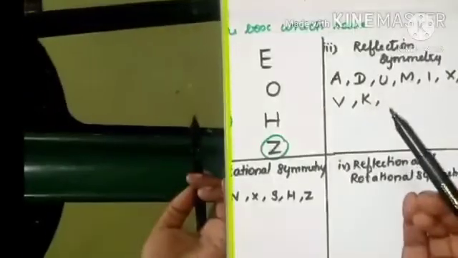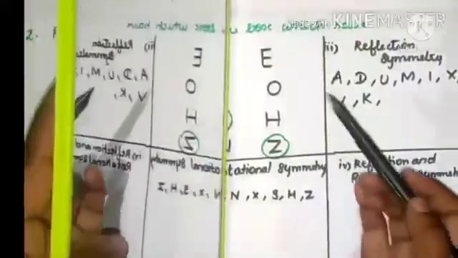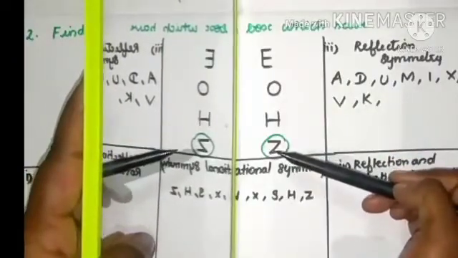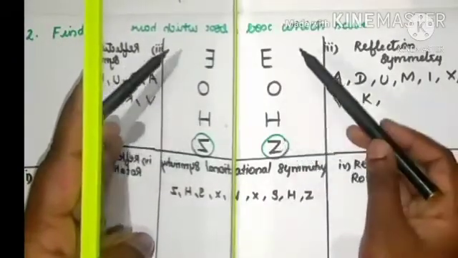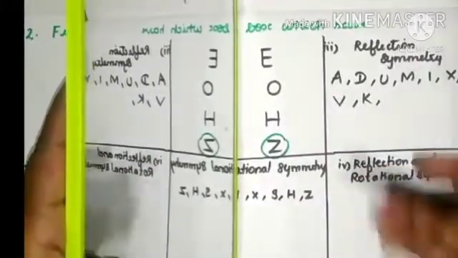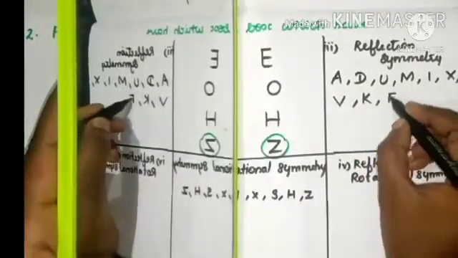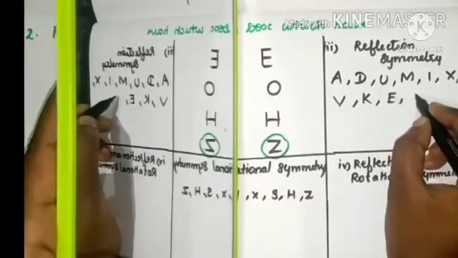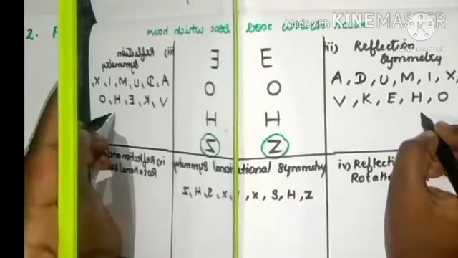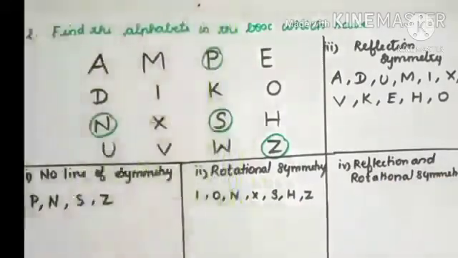Now let's check it for the letters E, O, H and Z. Already Z has no reflection symmetry. Now let's check it for the letters E, O and H. E. Yes, E has a reflection symmetry. And the letters H and O also have reflection symmetry. Like this you have to check it at home, students.